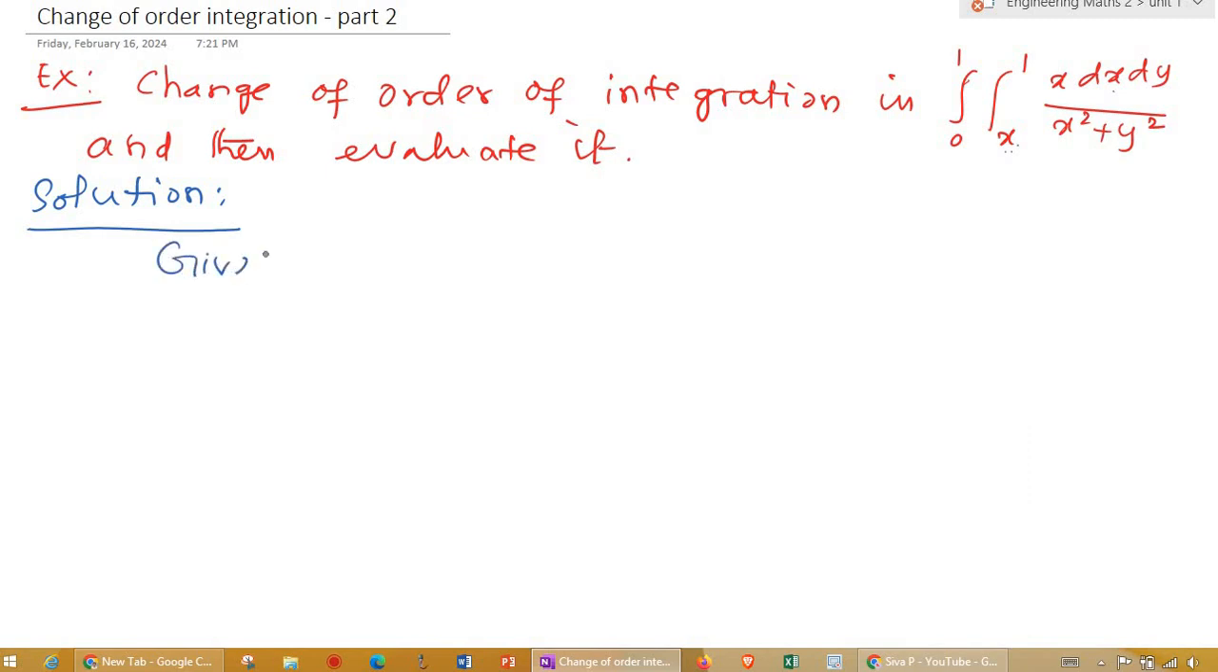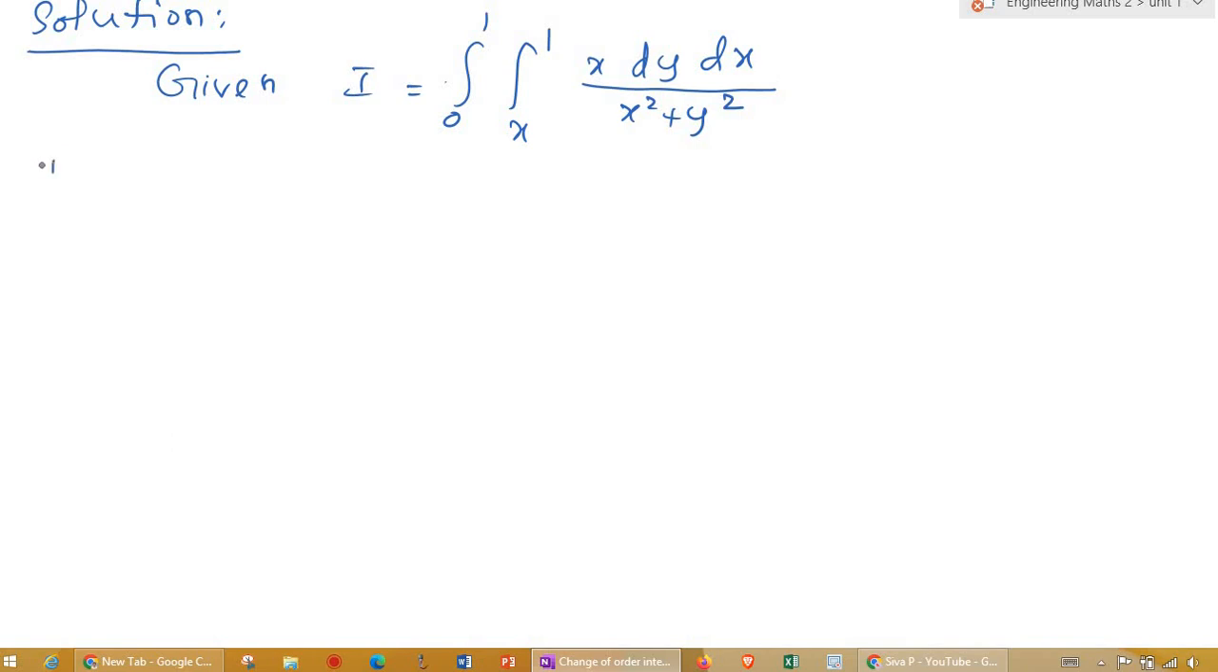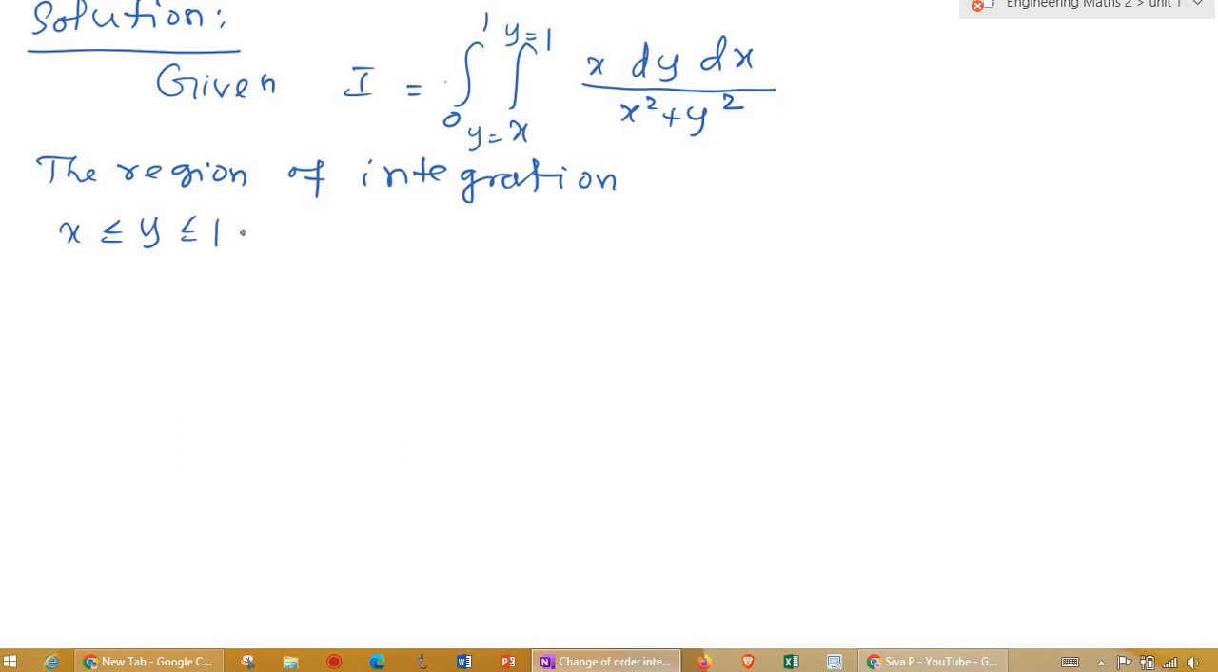The given integration should be written in the order I equals double integral over 0 to 1, x to 1, x dy dx by x square plus y square. That is the correct order. Therefore, what is the region of integration here? Can you tell me what the region of integration is here? Inner integration is y, so this is y equal to x, y equal to 1. Therefore, y lies between x less than or equal to y less than or equal to 1.